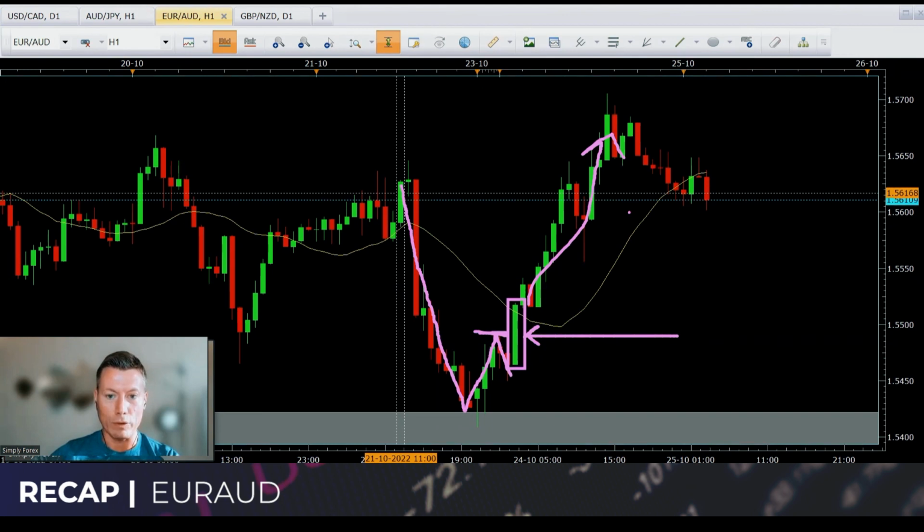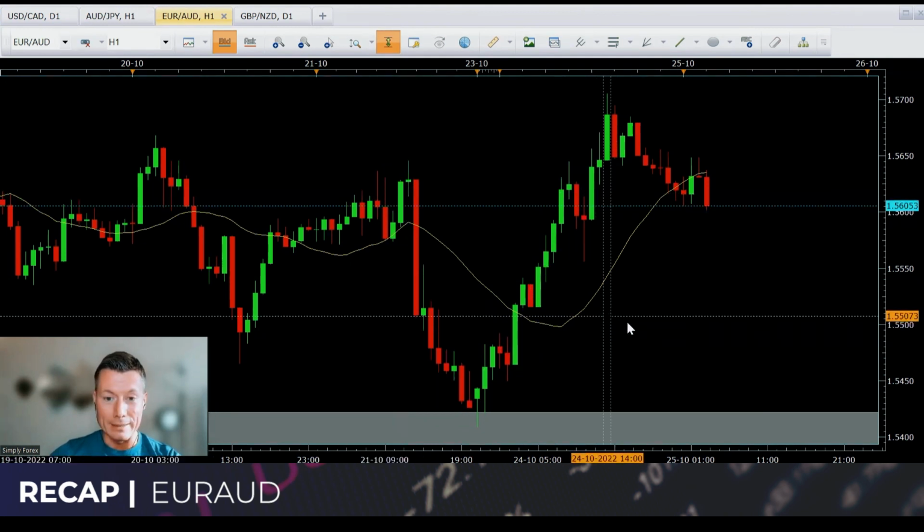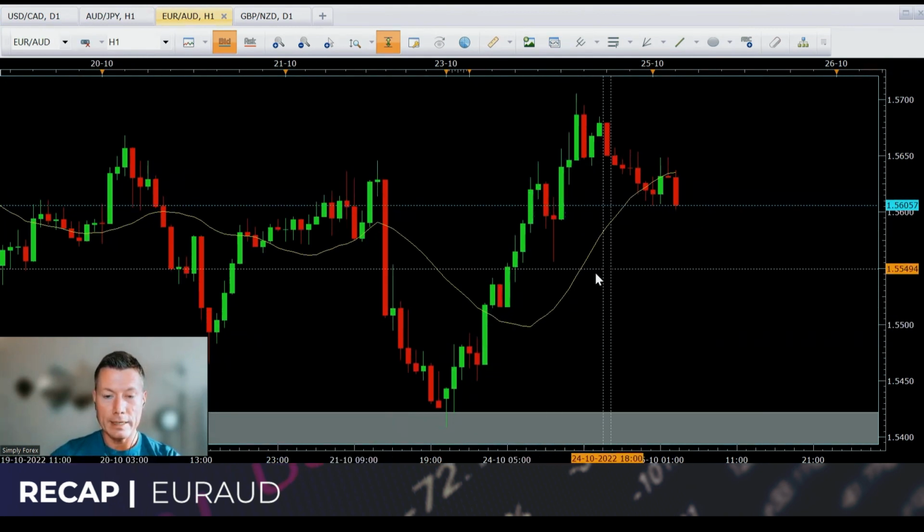Great risk to reward, great everything. However, I would have taken profit at this level here, this last H1 high. Yeah, I would have closed 80% here. All right, guys. So, yeah, would love to say I got in on this trade, but I didn't. It didn't give me an opportunity to get in.